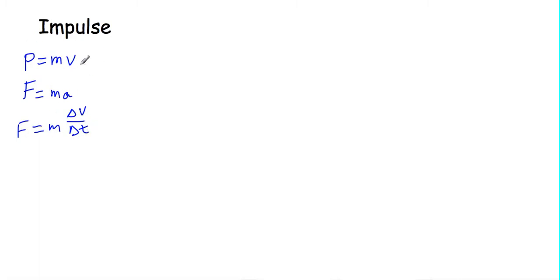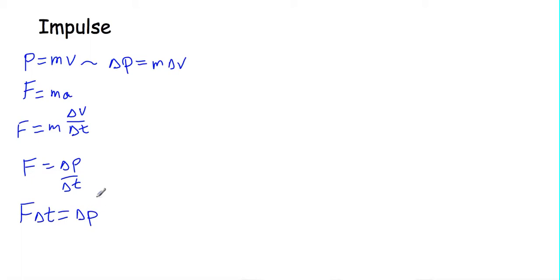Well, if I expand this a little bit, if I want to know about the change in momentum, that's going to be the mass times the change in velocity. And we're seeing this show up here. So what we're saying is force is the change in momentum over the change in time. Let's get this change in momentum by itself. So we're going to multiply both sides by the change in time. And that brings us to what impulse is thought about as. F delta t is equal to delta p.